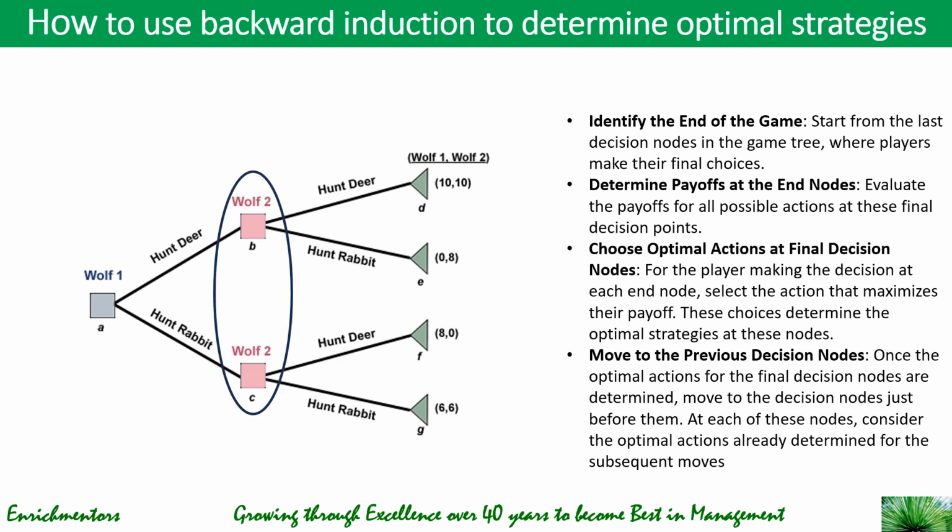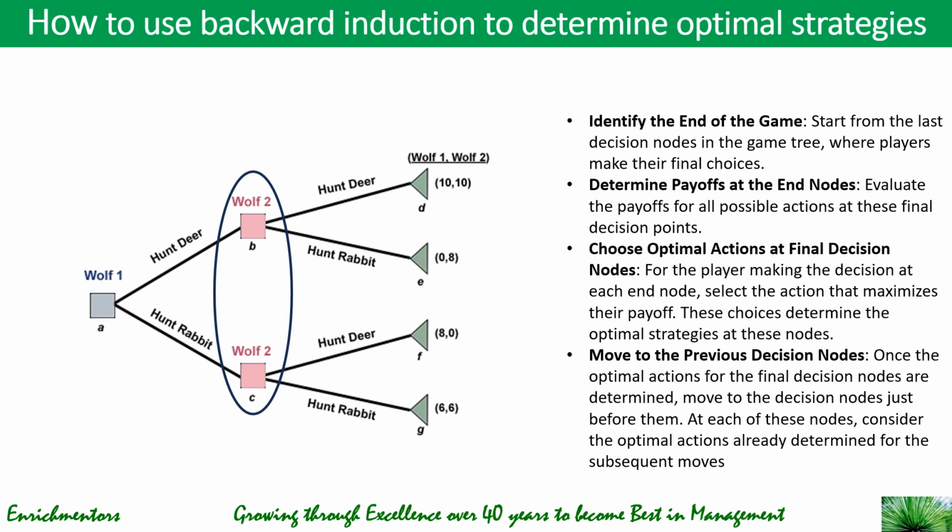You start with the end of the game. Now this is the end of the game. Start from the last decision point. The first decision point is for wolf 1, and wolf 2 has the next and the last decision point. So you start with the last decision point nodes in the game tree where players make their final choices. So wolf 2 makes the final choice, so that's the end of the game.